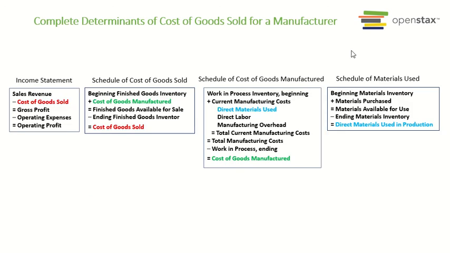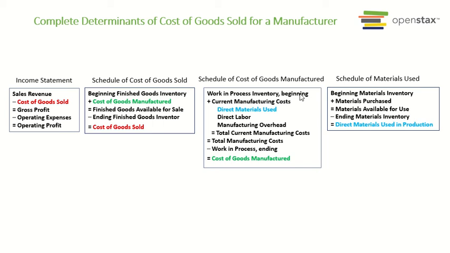So let's look at manufacturing firms. We start with the schedule for material used: beginning material plus material purchased minus ending material inventory. We get the direct material used in production. So that will go to the schedule of cost of goods manufactured.